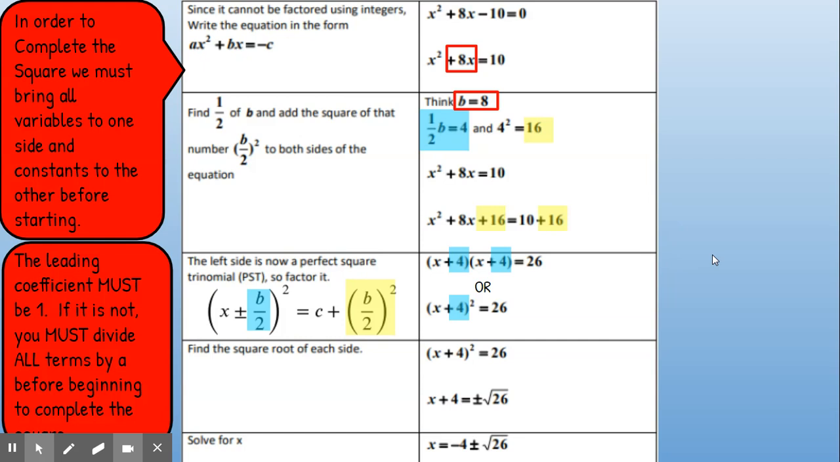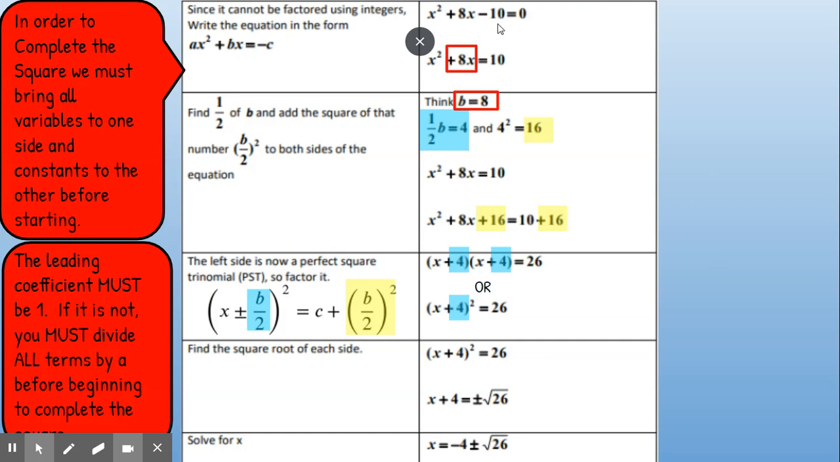And this looks a lot more intimidating than it actually is. So on the side in red, first thing, you need to get your variables together on one side and all your constants on the other side. You must have the x's together and the constants together, okay, before you can start anything. Also, your leading coefficient has to be 1. If it is not 1, you are going to divide every single term by the leading coefficient to get it to be 1. Okay, and now here's our process.